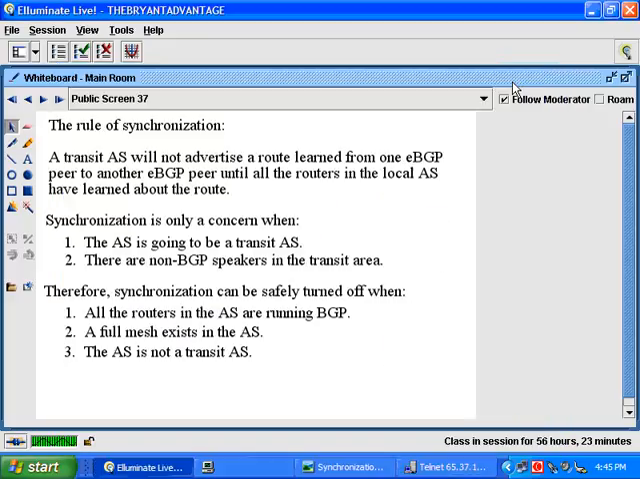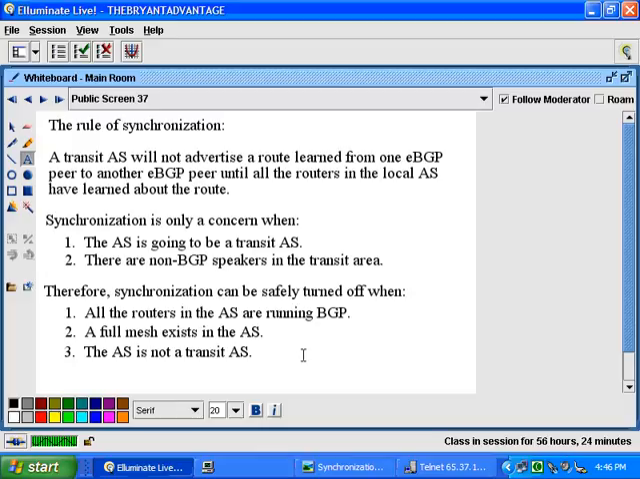So let's take a look again at those rules. Very much worth reviewing. You know what the rule of synchronization is now. You have to know when it's a concern, and both of those factors have to be in play for synchronization to be a concern. The AS has to be a transit AS, and there are non-BGP speakers in the transit area. But if any of those bottom three rules, I shouldn't say rules, factors are in effect, then you can turn synchronization off. And you may ask how we do that.